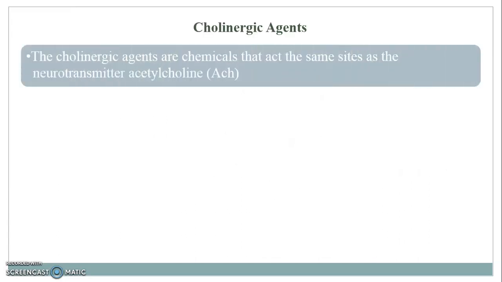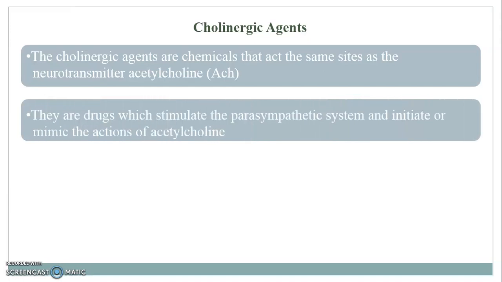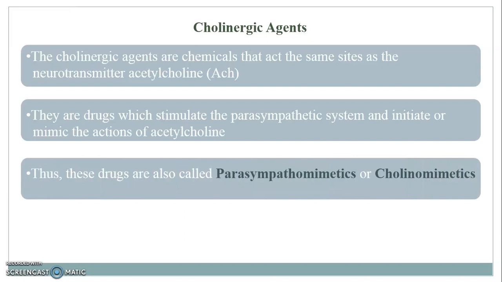Cholinergic agents are chemicals that act on the same site as the neurotransmitter acetylcholine. They are drugs which stimulate the parasympathetic system and initiate or mimic the action of acetylcholine. Thus, these drugs are also called parasympathomimetics or cholinomimetics. So you may say that cholinergic agents are nothing but parasympathomimetics or cholinomimetics.